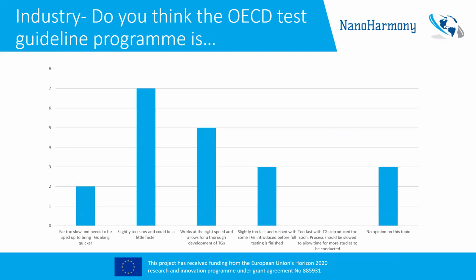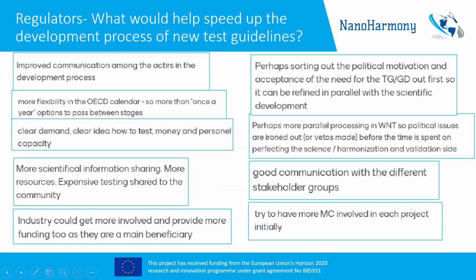I probably should have said at the start that we asked the same questions to both of the stakeholder groups, but we also had specific questions to each of the stakeholder groups. So for industry, we asked them whether they thought the OECD test guideline program was either too fast or too slow. And as you can see, the trend here is people thinking it's rather too slow, with fewer people thinking that it's fast or too fast.